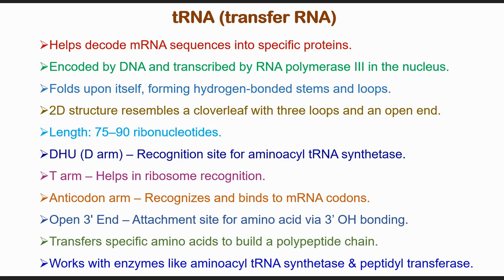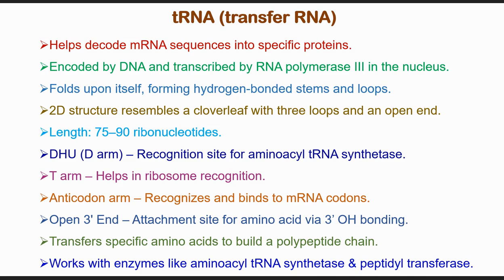Transfer RNA or tRNA. It helps to decode information present in mRNA sequences into specific proteins. It is encoded by DNA in the cell nucleus and transcribed with the help of RNA polymerase III. The structure of tRNA folds upon itself and creates intra-complementary base pairing, which gives rise to hydrogen-bonded stems and associated loops that contain nucleotides with modified bases. The structure in two dimensions resembles a clover leaf having three loops and an open end, and usually consists of 75 to 90 ribonucleotides in length.